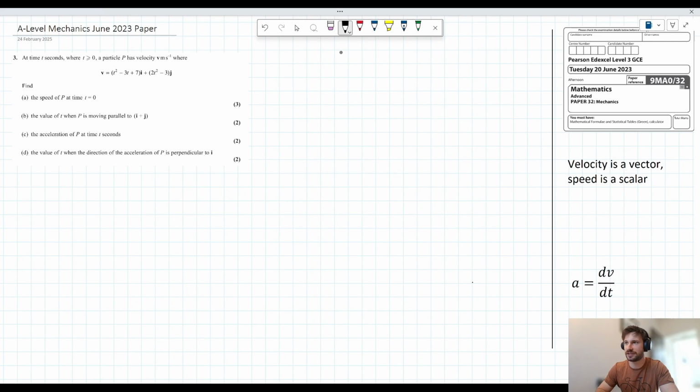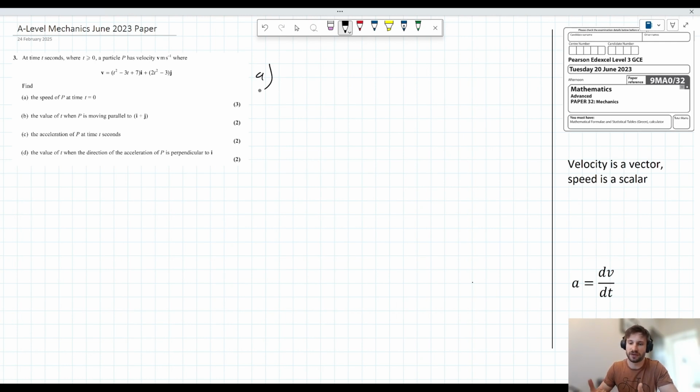We have this problem from the June 2023 paper. It says at time t seconds, where t is greater than or equal to 0, a particle p has velocity v meters per second, where v is given as a function of time here. First of all, we're being asked to describe the speed of the particle p at time t equals 0.